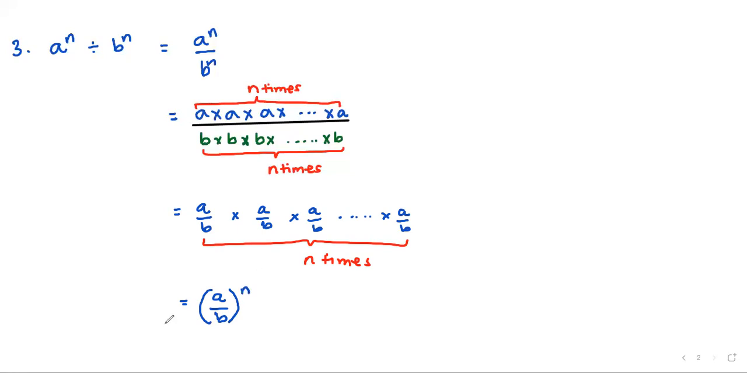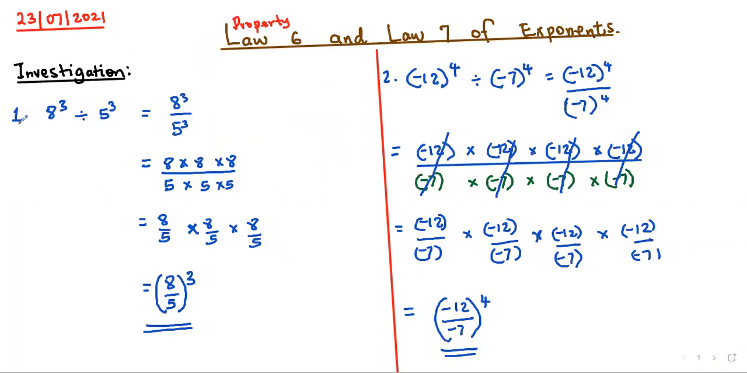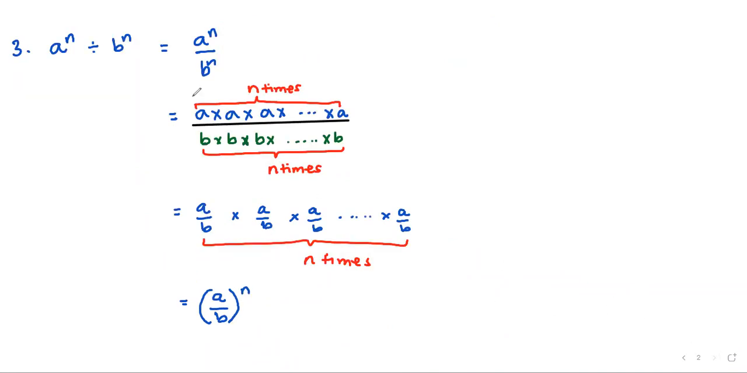Very good. So let's generate our property from what we have seen, because here you also see that we are getting A out of B to the power of n. This is the same as what we have been getting on this side. You see in number 1, we got 8 out of 5 to the power of 3. Here we got negative 12 out of negative 7 to the power of 4. You see here we are getting A out of B to the power of n.